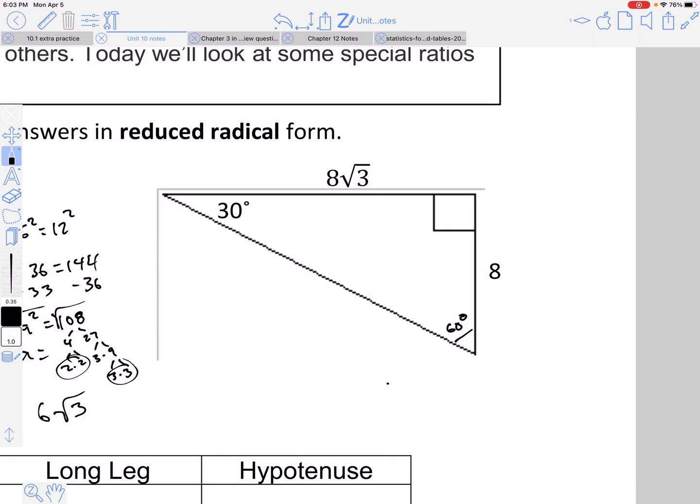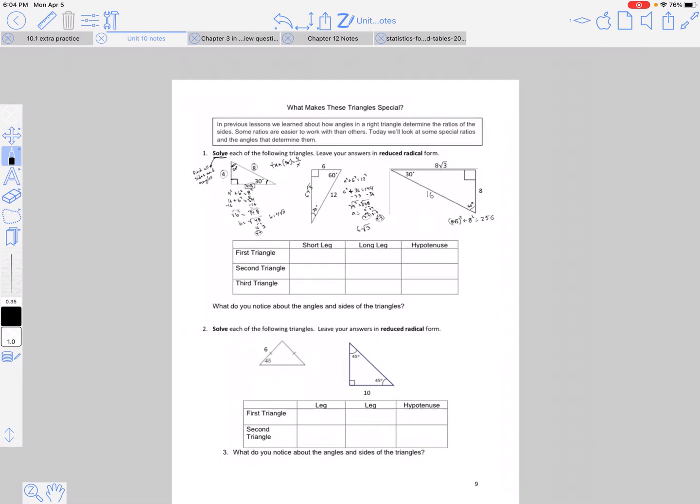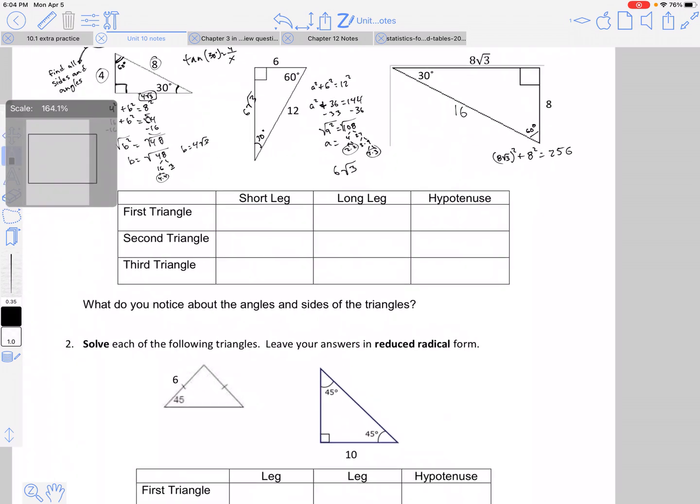And then if I do a squared plus b squared, that'll give me c squared. So I'm going to put that in my calculator real quick. 256. If you take the square root of 256, it'll give you 16. All right, so we solved all those.